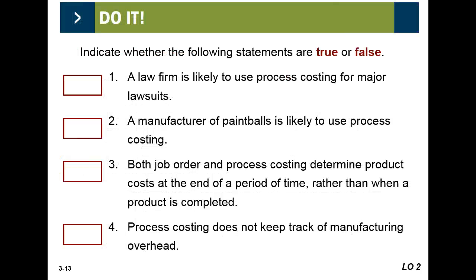So, indicate whether the following statements are true or false. Who's got the paper here? Okay. So, who's going to be the lucky guy? Elliot. Where are you, Elliot? Elliot, what about answering number 1? A law firm is likely to use process costing for major lawsuits. I'm going to guess false. Why would you guess false? False. Who wants to take number 2?